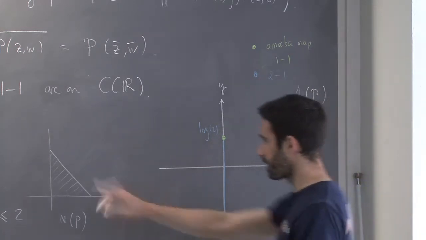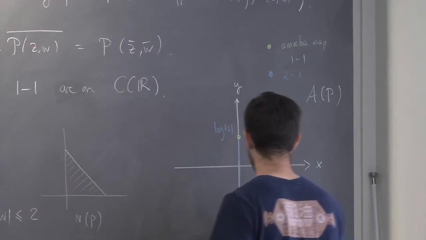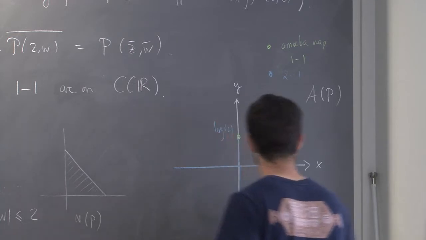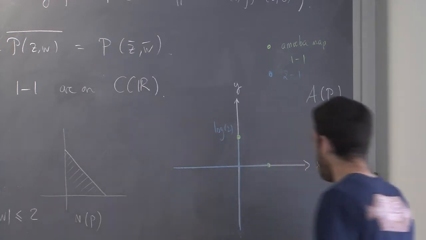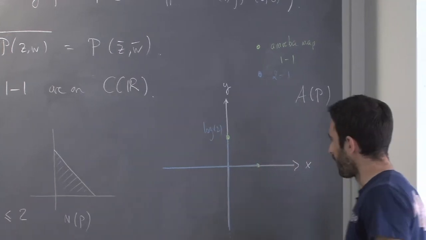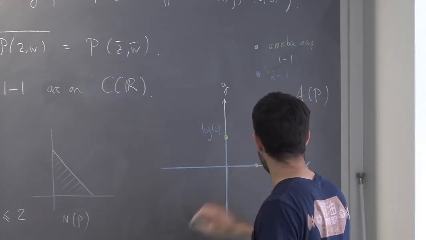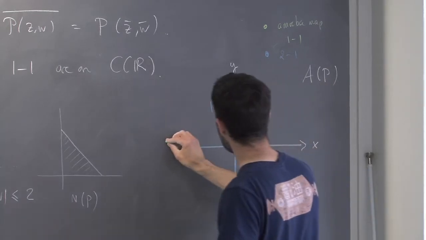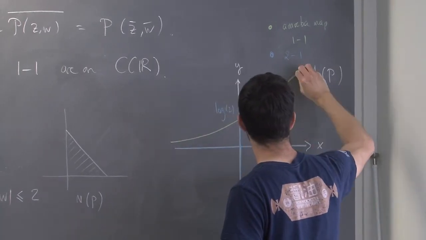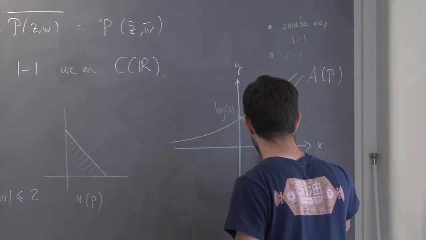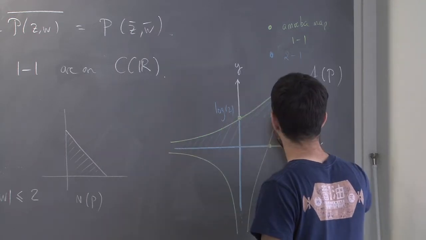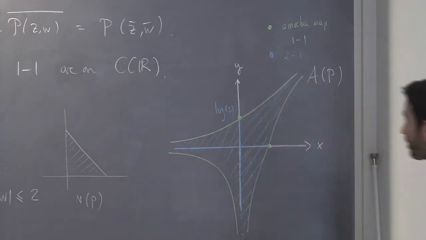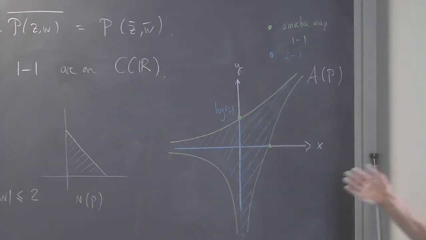And then of course, by symmetry, you can do the same for the other axes. Something like that. And then you can try a little bit, and you will see that there is another axis where it goes to infinity, and eventually you get something like that. Hence the name amoeba.